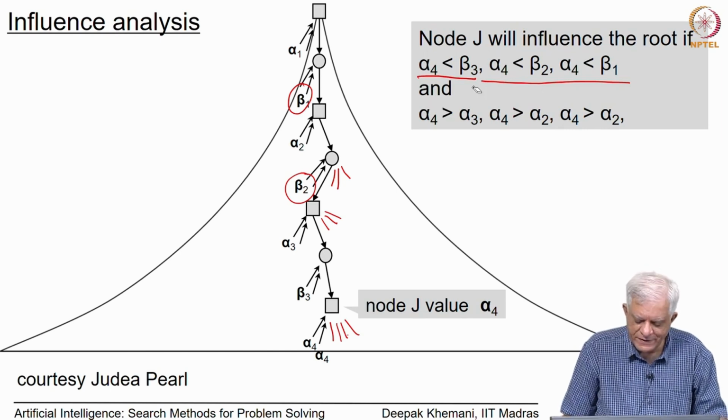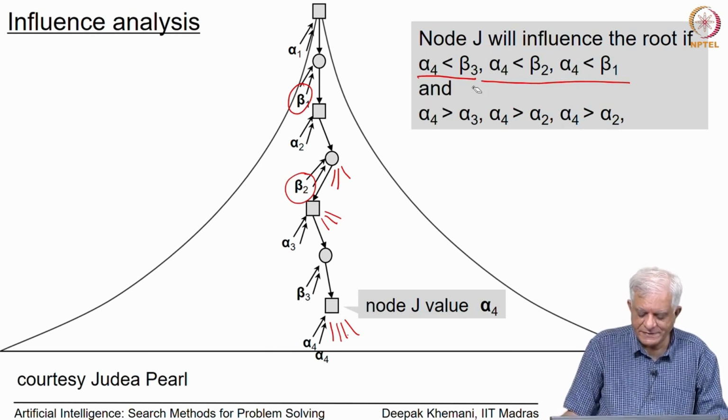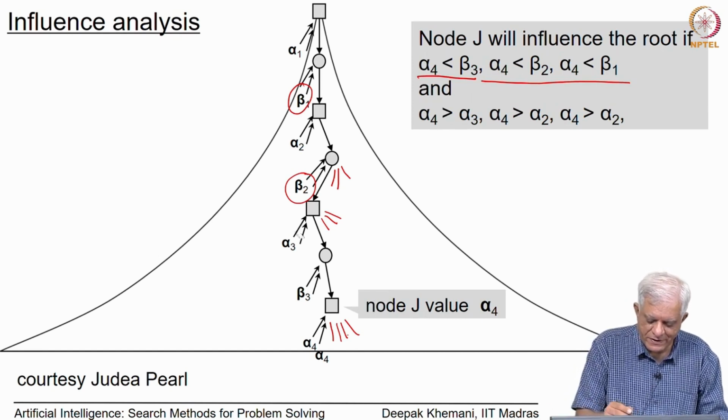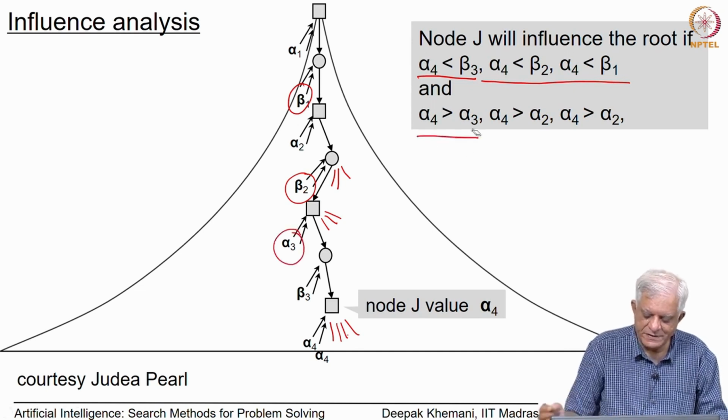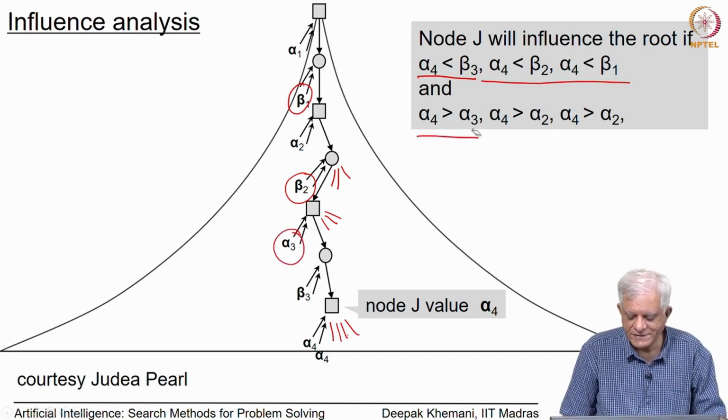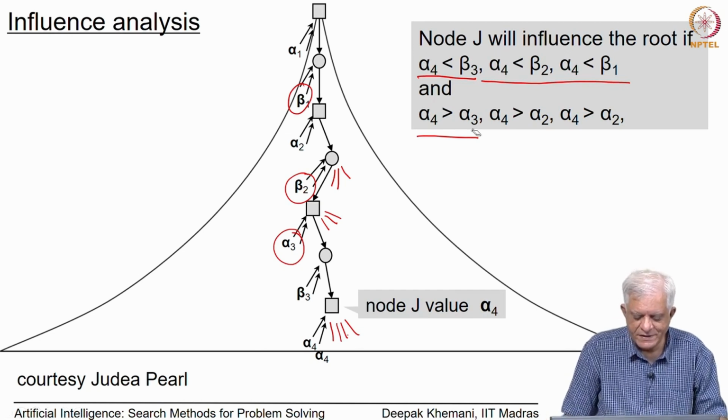Likewise, if it is to go past its max ancestors, it must provide them a better value essentially. So, for example, for alpha 3, alpha 4 must be better than alpha 3, and better means higher in this case. Likewise for alpha 2 and likewise for alpha 1.